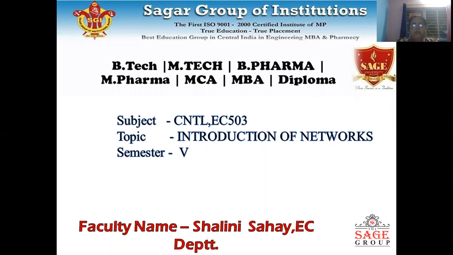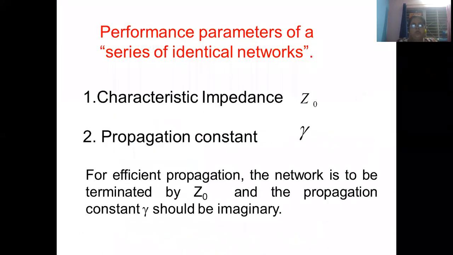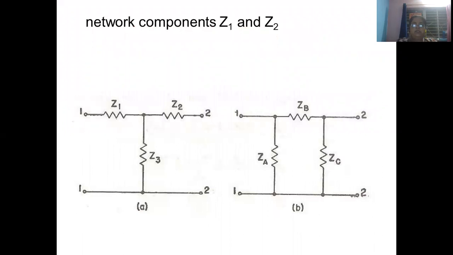Today in this lecture, I will introduce the networks. First, the performance parameters of a series of identical networks. It mainly consists of characteristic impedance and the propagation constant. For efficient propagation, the network is to be terminated by the characteristic impedance, and the propagation constant should be an imaginary part. These are the network components Z1 and Z2.